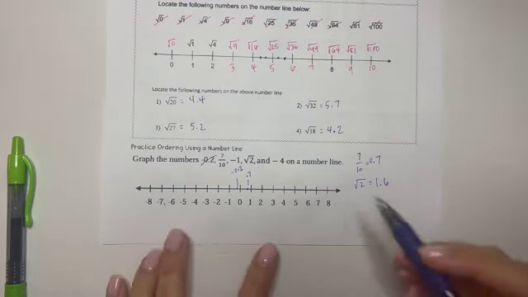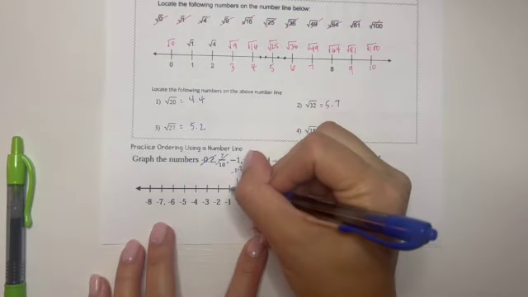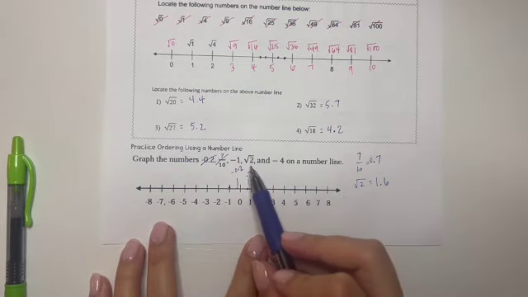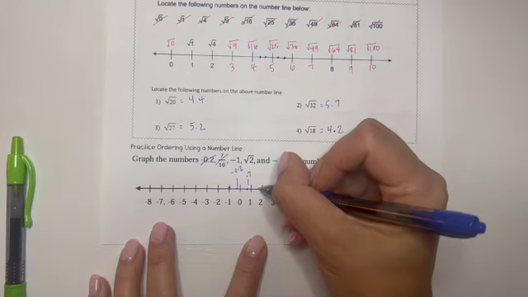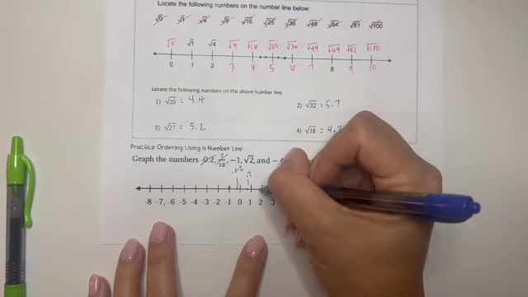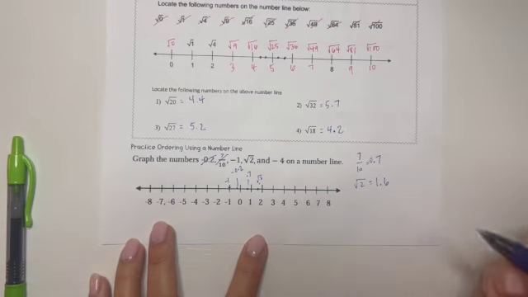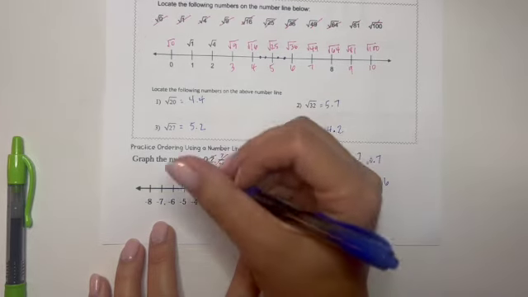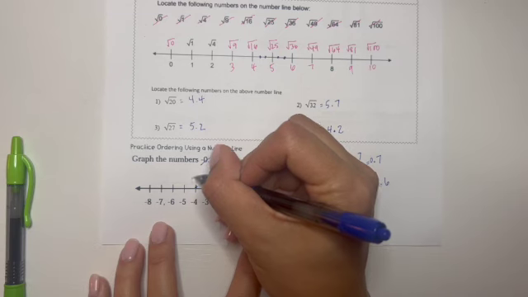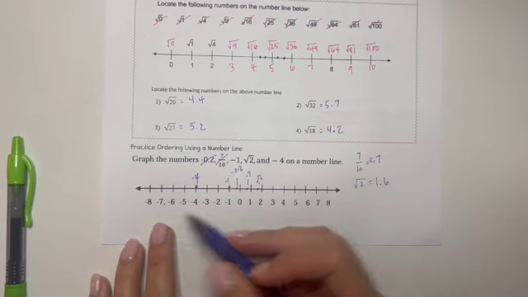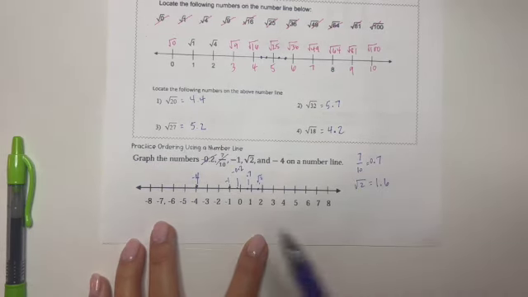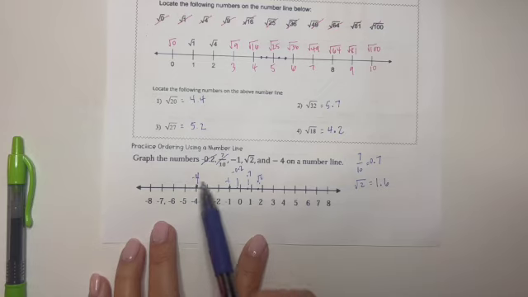Next I have this -1, so that's an easy peasy one. I've got the square root of 2, which I said was about 1.6. So square root of 2. I forgot to do this one, -1. And then the last one I have is -4. And all my numbers are now graphed on the number line. If they were to ask me to order it in a certain way, it would be from least to greatest or greatest to least.